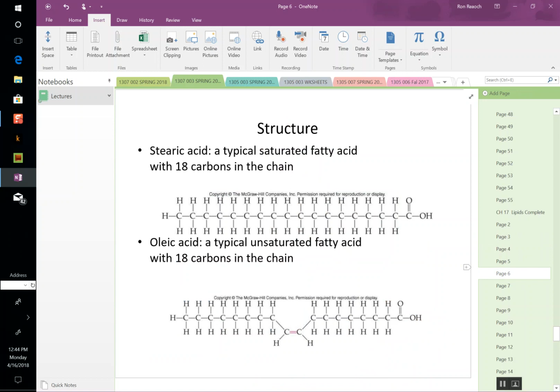Things you should draw or know from chapter 17. Structure of stearic acid, oleic acid. You got it right there. Stearic acid, oleic acid. Here's the acid. 18 carbons long, double bond in the middle of the oleic.